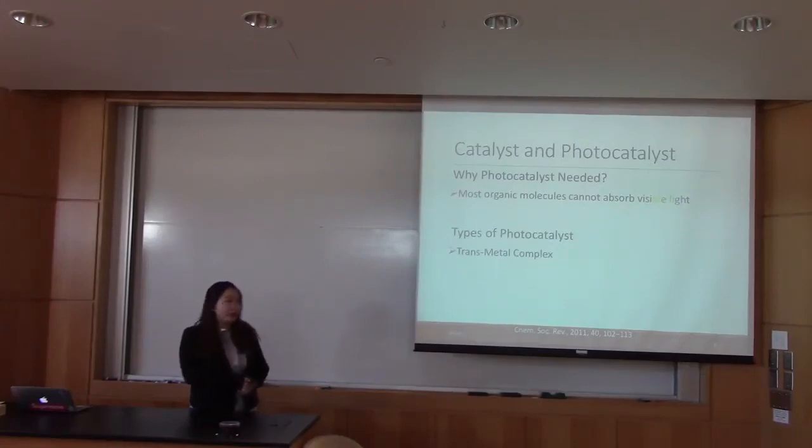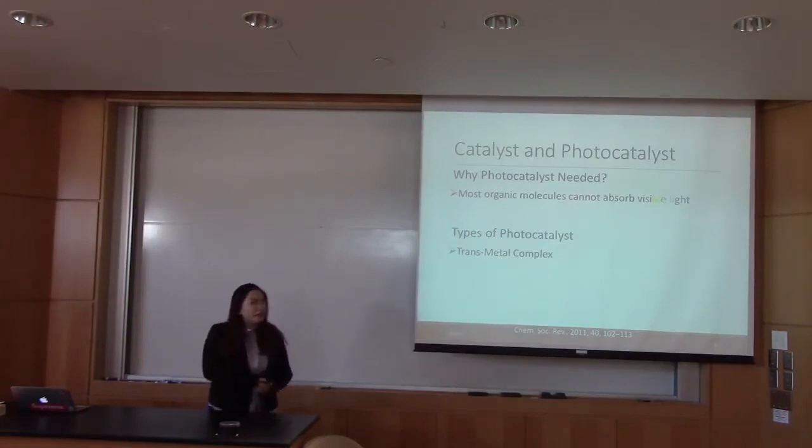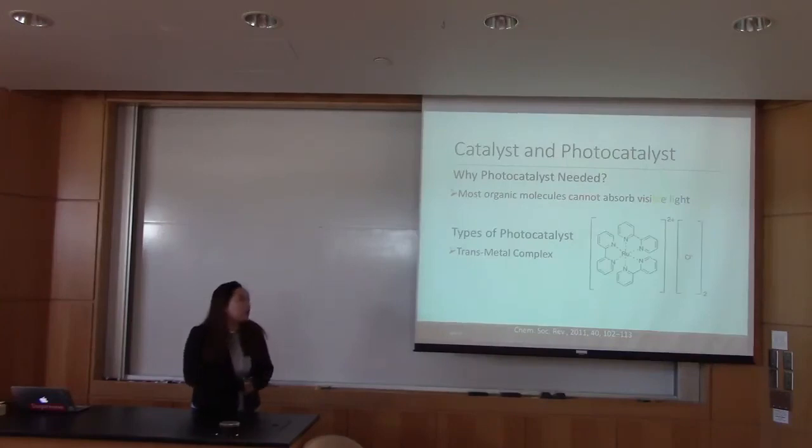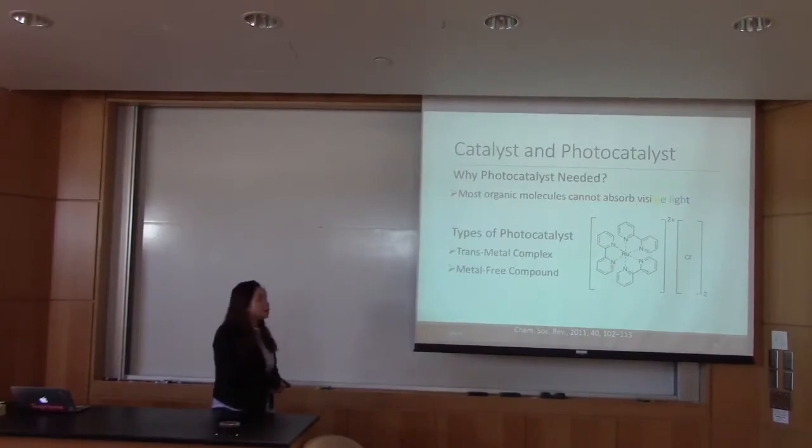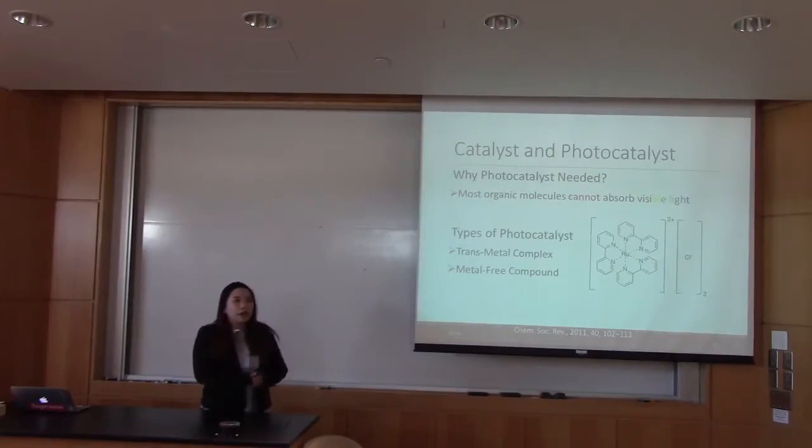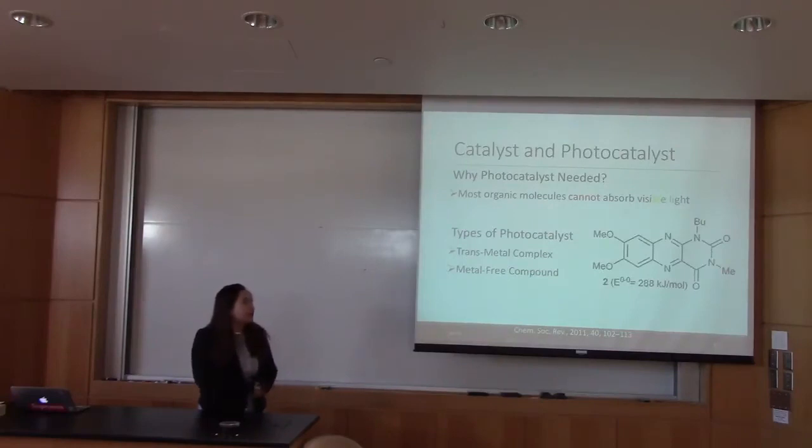First is the transition metal complex. The transition metal complex is a very traditional photocatalyst, discovered several years ago. This is the ruthenium complex, used in lots of photochemical reactions, and it can absorb the light directly and transfer it to the substrate. And also, there are metal-free compounds as photocatalysts. Since there is no metal in this photocatalyst, the reaction can work in a much greener and milder way. And this is a bio-inspired photocatalyst.